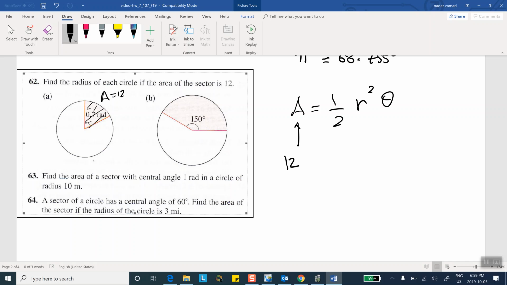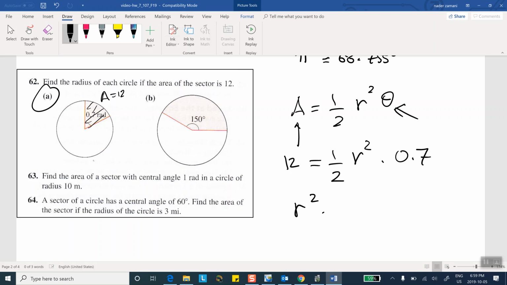I'm doing 62A. So A equals 12, which equals 1/2 R squared theta, and theta is 0.7 radians. Remember, this must be in radians for this formula to work, and of course it is given. And so let's see now.